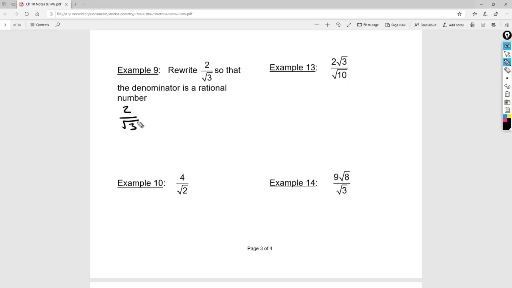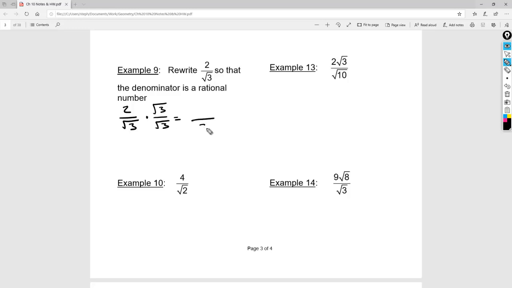That will remove the square root. Right? So squaring something will remove the square root. So I'm going to multiply by a fancy version of 1. So I'm going to multiply by the square root of 3 over the square root of 3. And the reason why I would do this is because the square root of 3 times the square root of 3, as we talked about before, the square roots will cancel.